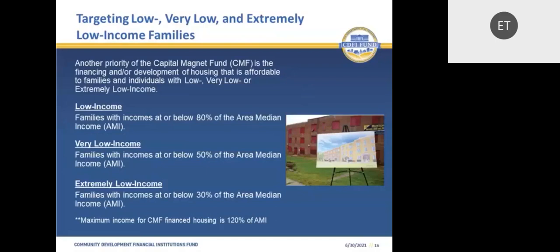Another priority of CMF is the financing or the development of housing that is affordable to families and individuals that have low, very low, or extremely low income. We define them in a certain way, but you're probably very familiar with these definitions from other government programs that you're involved in. Low-income families are families with incomes at or below 80% of the area median income, or AMI. Very low income is those with incomes at or below 50% of AMI. And extremely low income is income at or below 30% AMI. Keep in mind that the maximum income for CMF as a whole is 120% of AMI.